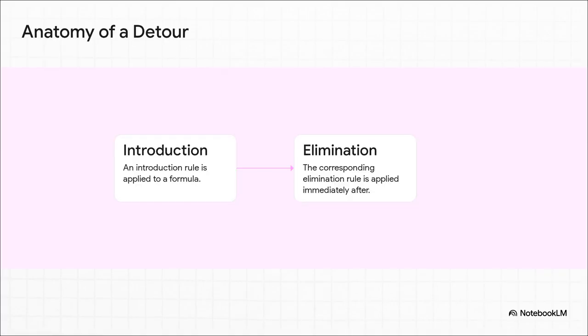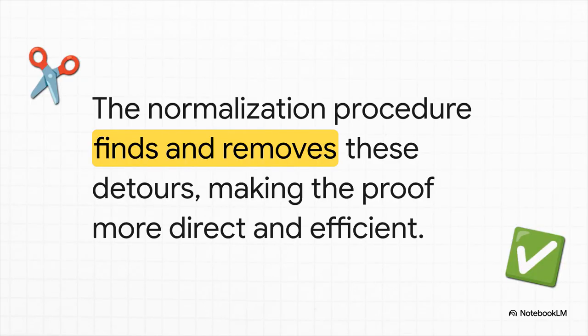And this is the basic anatomy of that detour. It's a two-step loop that goes absolutely nowhere. You apply a rule to introduce some idea, and then you immediately apply the matching rule to eliminate it. Sure, the proof is longer now, but you've accomplished literally nothing. So the job of the normalization procedure is actually pretty simple. It just scans the proof, finds these useless introduce-then-eliminate loops, and snips them out. It reconnects the argument directly and makes the whole thing way more efficient.